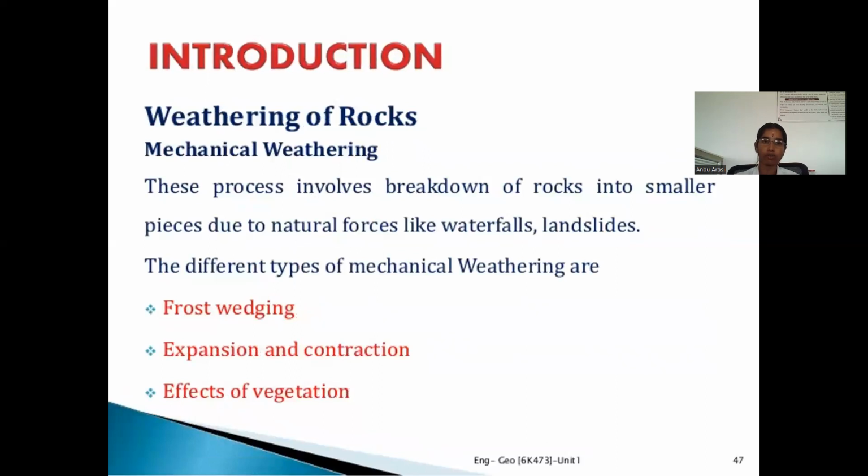Mechanical weathering is also called physical weathering. This process involves breakdown of rocks into smaller pieces due to natural forces like waterfalls and landslides. The different types of mechanical weathering are frost wedging, expansion and contraction, and effects of vegetation.